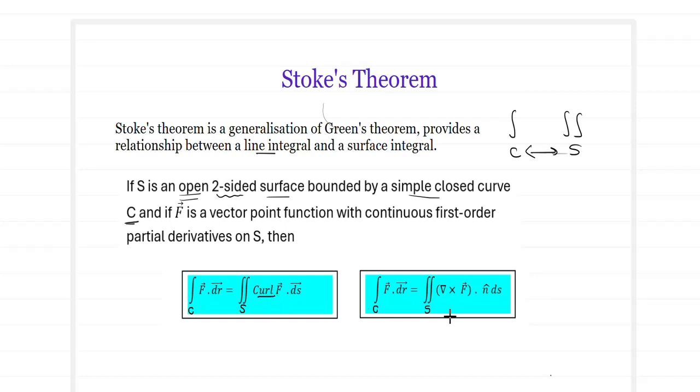This curl F can be rewritten as del cross F, and this ds vector can be rewritten as n cap ds. So, on substituting, Stokes theorem can be used in the format: integral over C of F vector dot dr vector equals double integral over S of del cross F dot n cap ds. This will be the formula we will apply to problems to solve or to verify Stokes theorem.